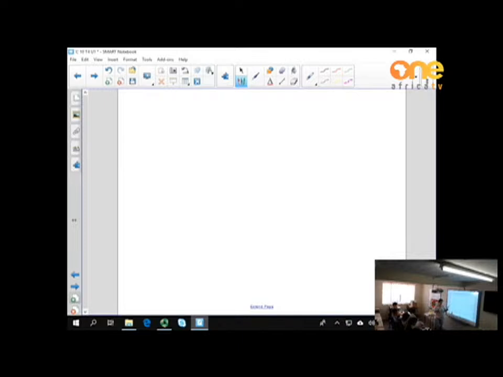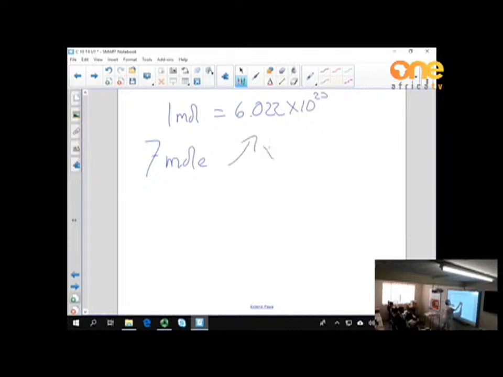Activity 1 says, spend about 5 minutes. Okay, if 1 mole of any substance contains 6.022 times 10 to the power 23 particles, calculate the number of particles in 7 moles. Well, if 1 mole is equal to 6.022 times 10 to the power 23, then 7 is going to be times 7. I'm not even going to work out the value. Yes, 4.2154 times 10 to the power 24.